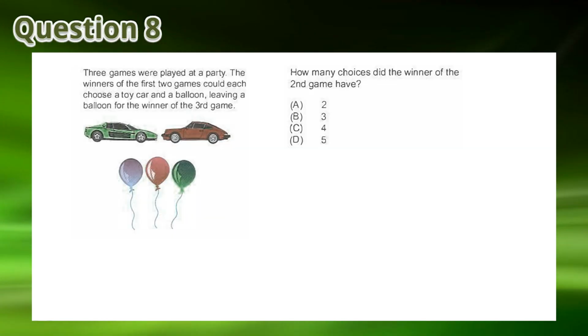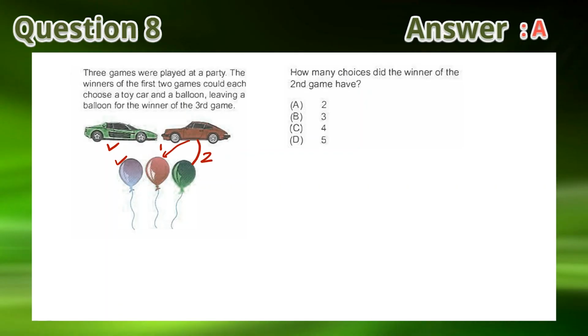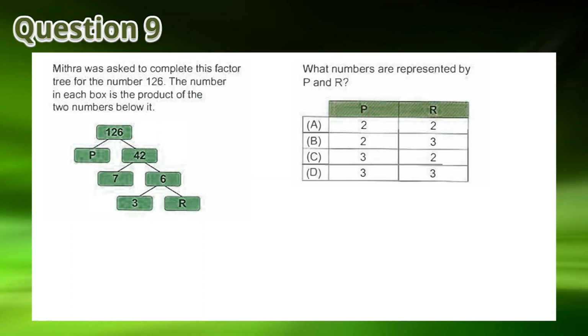The first winner takes away 1 car and 1 balloon, which leaves 1 car and 2 balloons for the second winner. This leaves 2 possibilities for the second winner to choose from. So the answer is A. P is equal to 126 divided by 42, which is 3, and R is equal to 6 divided by 3, which is 2. So the answer is C.